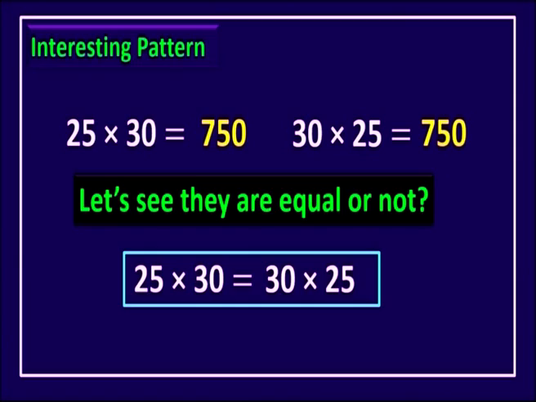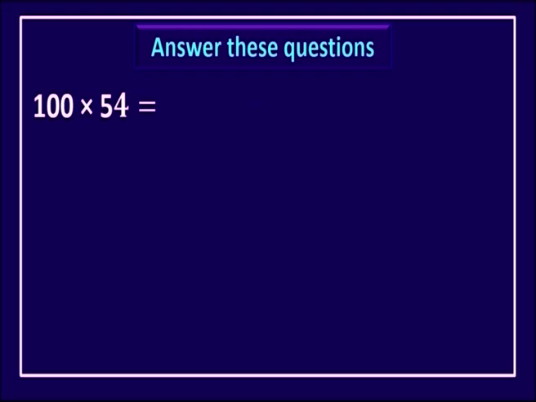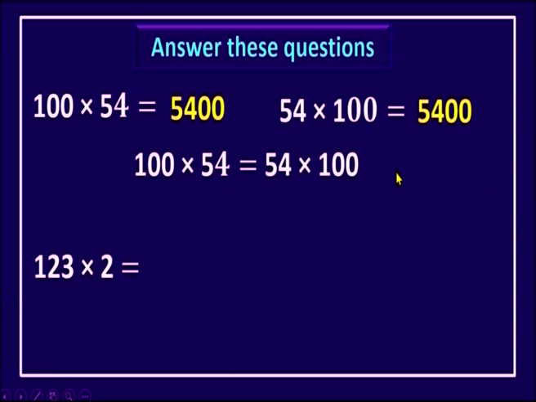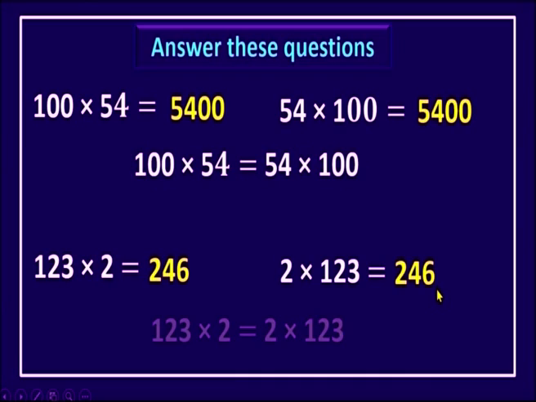So let us answer a few questions, children. Let us see the first question on your screen. Yes, the first question is 100 into 54, 54 into 100. Now tell me whether they are equal or not, children. So we have already seen 54 into 1, 54, 2 zeros. So 5400. Here also you get 5400. So you can say again both are equal, isn't it, children? Now let us take 123 into 2 is 246. Even when you multiply 2 and 123, you get 246. Now are they equal, children? Yes, you are right. Once again, 123 into 2 is 2 into 123.